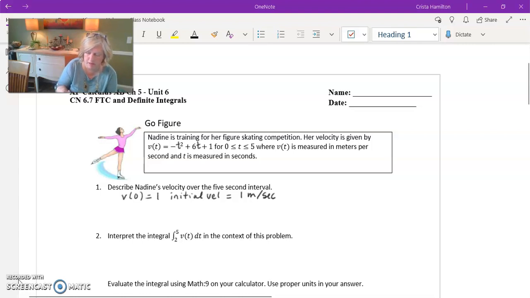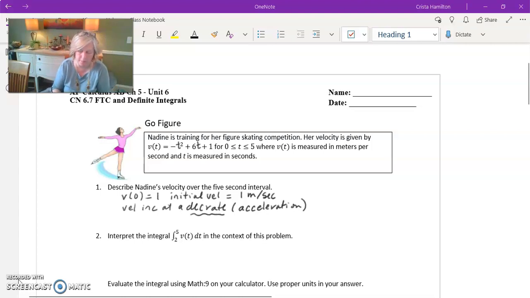We might talk about what her velocity is doing. This is a parabola for our velocity curve, and it has a negative lead coefficient. So it's going to be an upside down parabola. So I know that her velocity is going to be increasing initially at a decreasing rate because of the concave down nature of the parabola. And this rate, when we talk about it, is actually the acceleration because it's the rate of change in velocity.